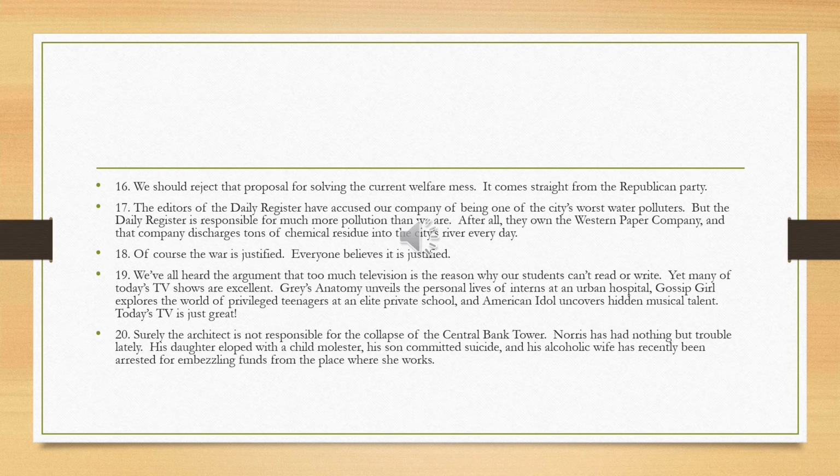So 16 is an example of what we've seen earlier. It's a genetic fallacy. It's saying that the proposal for solving the welfare situation should be rejected because of its origin, that it comes from the Republican Party, which isn't really relevant to whether or not it's a good plan. So the genetic fallacy focuses on origins, which are not relevant.